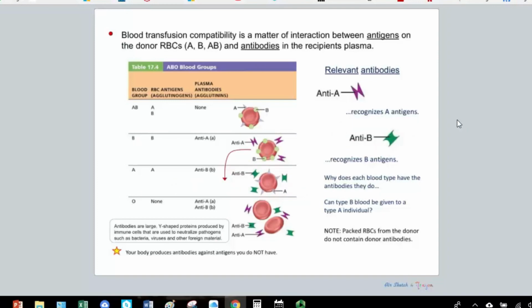Lastly, we have type O. And type O has both anti-A and anti-B. And why is that the case? Well, that's the case because their red blood cells don't have A or B. So if you have a red blood cell that comes into the picture and it has an A antigen on it, or it has a B antigen on it, then that's considered foreign. So they have both of these antibodies to recognize both of these foreign antigens.